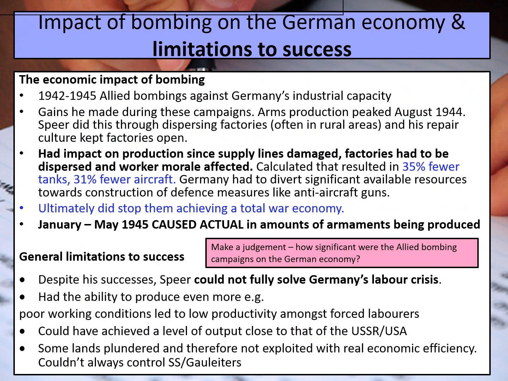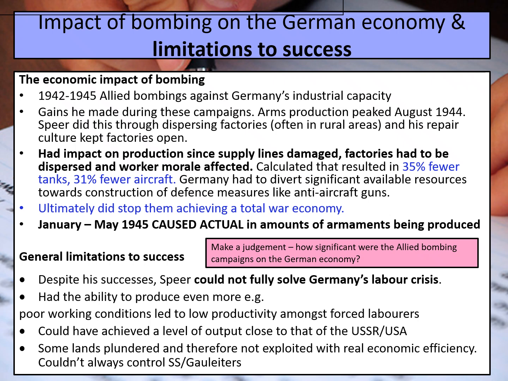We've just thought about a lot of the successes for Speer and how he was able to do things like extending the war by up to 2 years. What we're going to do on this slide here is think about what were the limitations to success and how did things like the bombing limit what Germany could have achieved under Speer's measures.